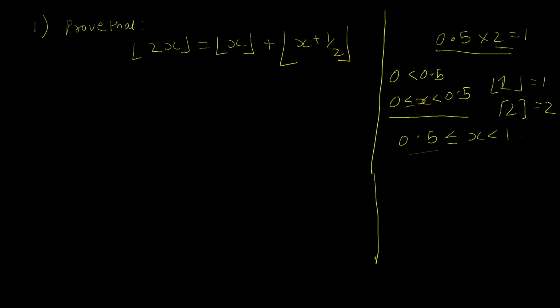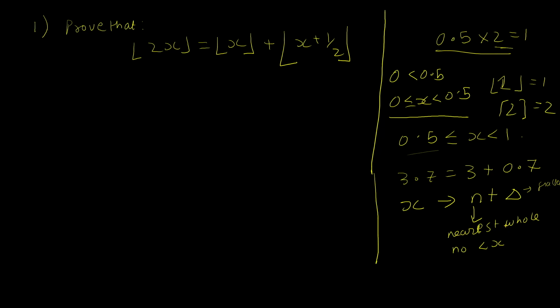And another little idea before we actually jump into this problem, we are able to express any real number as integer and fraction. So we are able to say 3.7 is something like 3 plus 0.7. This is true for any real number. And if I have any number x, I could write x as n plus delta, where n is the nearest whole number less than x. So the nearest whole number less than x. And delta is just a fractional part. And you'd notice that this delta, since it is a fraction, would always be between 0 and 1. It can never be 1, right? It could be 0, but not 1.